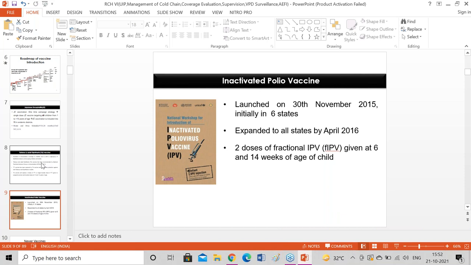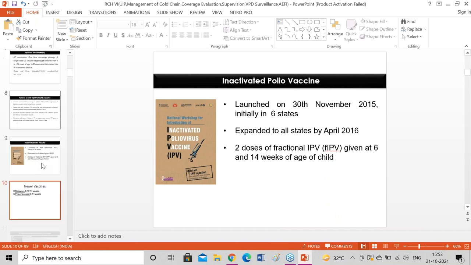But then we saw that if we give fractionated doses, if we give 0.1 ml, then also the immunity is as good as is obtained by the intramuscular route. And furthermore, we are reducing the dose from 0.5 to 0.2 per child. So we started giving fractionated IPV at 6 and 14 weeks of age, 0.1 ml intradermal.